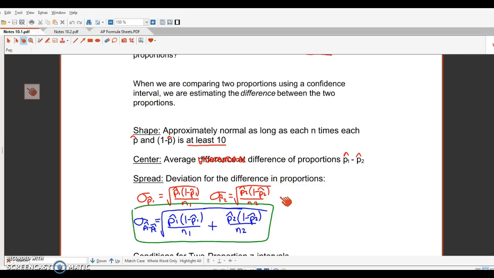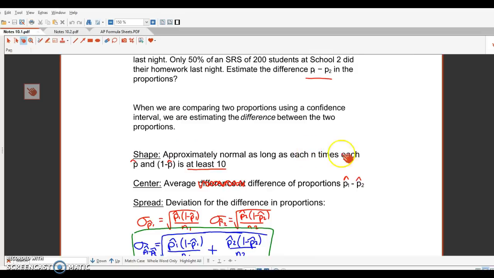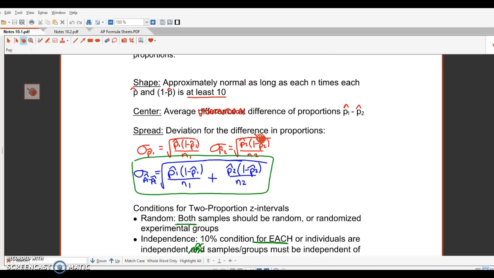We know based on our sampling distributions from last unit that when we have the difference between two distributions, the shape will be approximately normal as long as n times p and n times 1 minus p, or in this case p hat, is at least 10. For this section, we will need to do that for both samples, both proportions. So I would have to do 70% times 100, 70, and 30% times 100, and likewise for the others. There will be another option for that. We'll talk about that in just a minute.